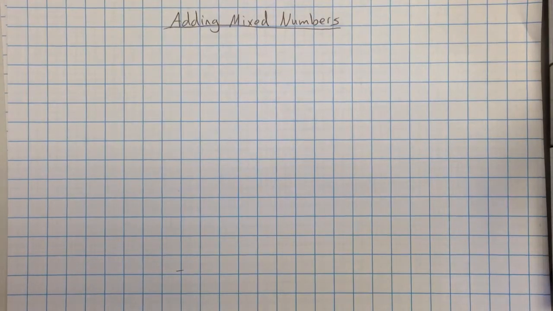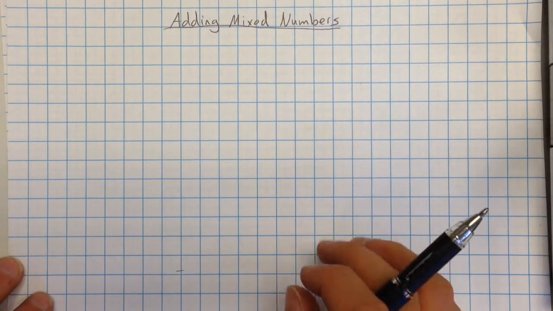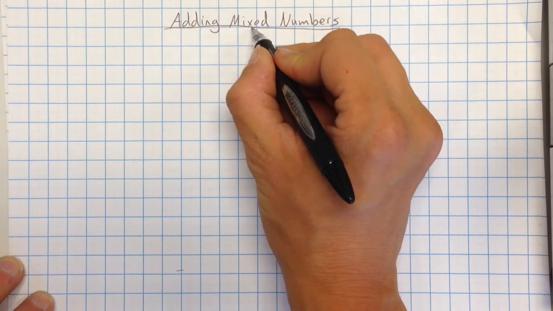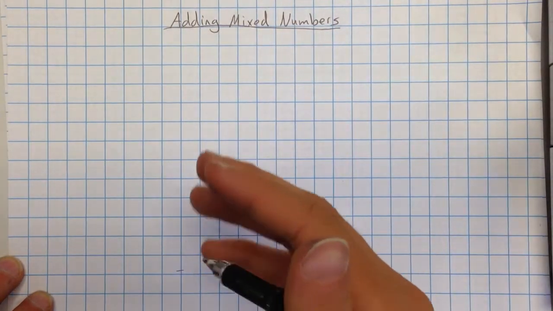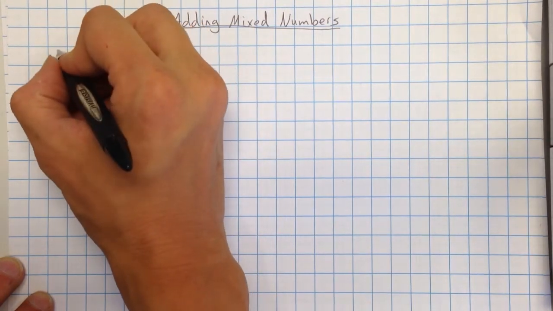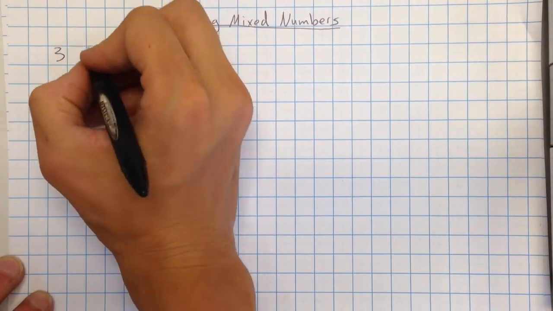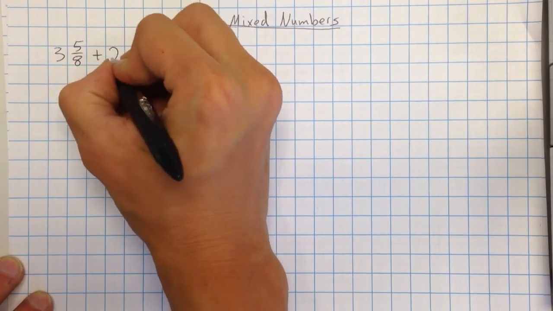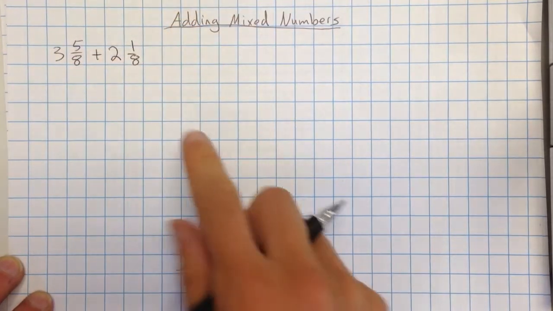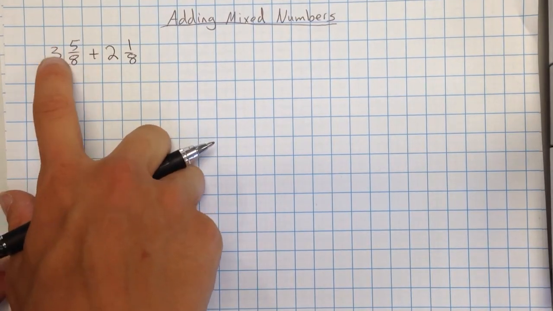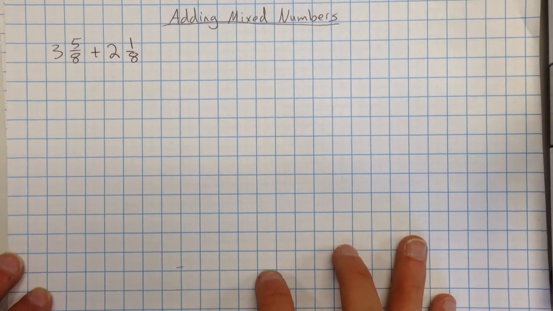So today in class we were talking about adding mixed numbers. We're just going to do a quick review of it, looking at three different problems. First we need to remember that a mixed number is a number that includes a fraction and a whole number. For example, we might have something like 3 and 5/8 plus 2 and 1/8. Each of these is considered a mixed number. This would just be the fraction, but it's got a whole number attached to it.